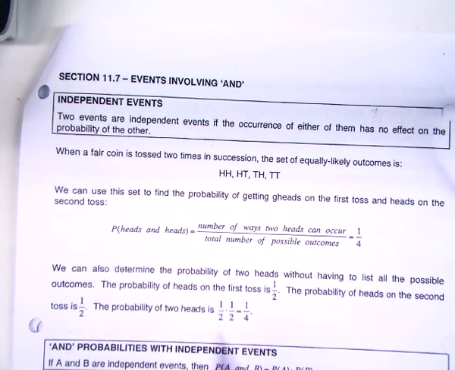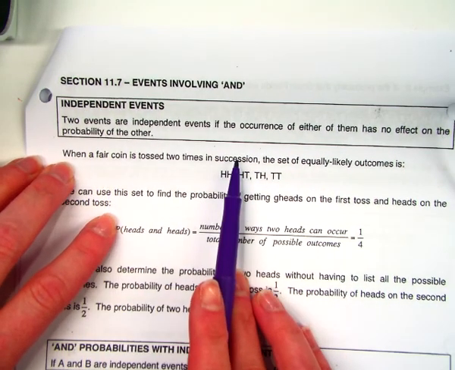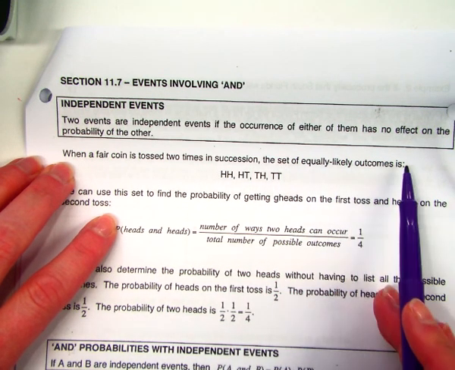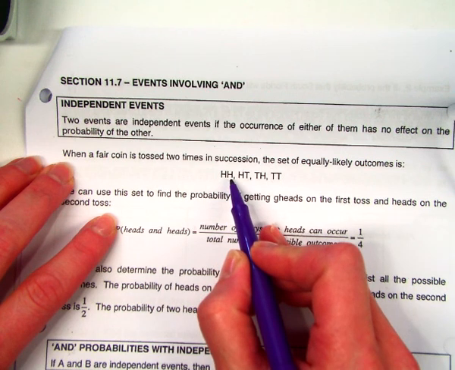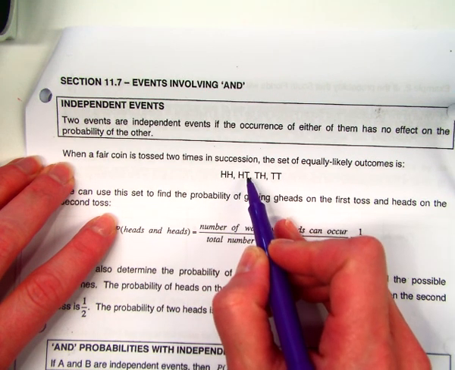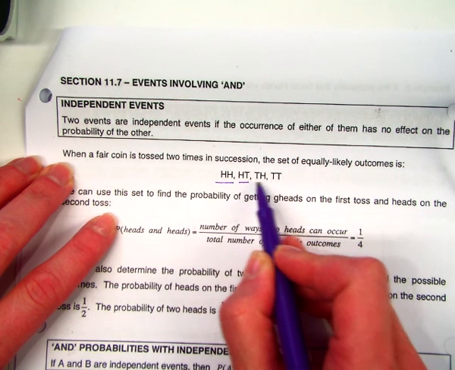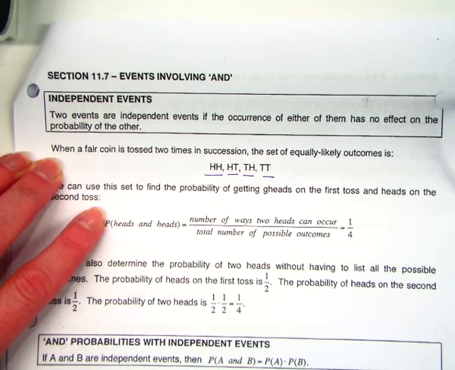When a fair coin is tossed 2 times in succession, one time after the other, the set of equally likely outcomes is, can you get 2 heads, right? One and then another one in a row. Can you get heads and then tails? Can you get tails and then heads? Can you get 2 tails? So any of these 4 outcomes has the same probability.